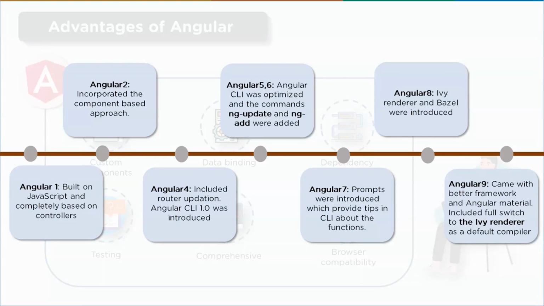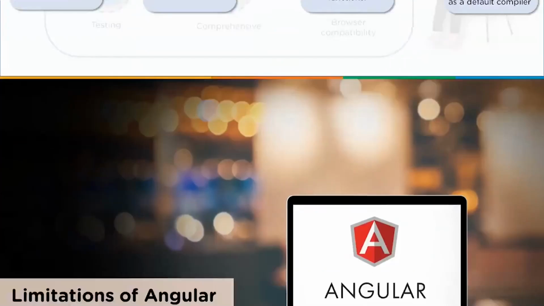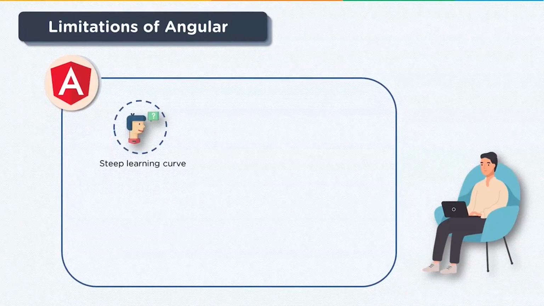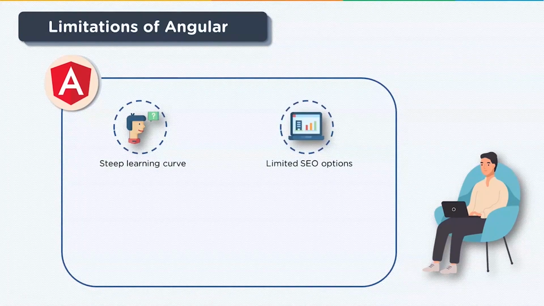Now that we've learned about the pros of using Angular, let's look at some of the limitations of Angular. First up is a steep learning curve. Now since Angular is a complete full-fledged framework, it becomes difficult for learners to begin with. You need to be acquainted with simple topics and then move on to more advanced topics to become proficient in this language. Next up is limited SEO options. Now, Angular offers limited SEO options and poor accessibility to search engine crawlers.